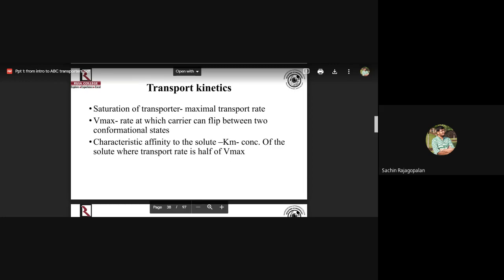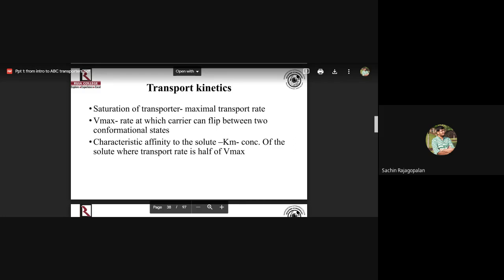So Vmax is the rate at which the carrier can flip between two conformational states, which means how fast it is carrying out the transport. While Km is going to tell you the affinity that the transporter has for the solute. Now, please understand that if the Km values are higher, it is problematic, because Km always stands for affinity between the transporter and the solute.